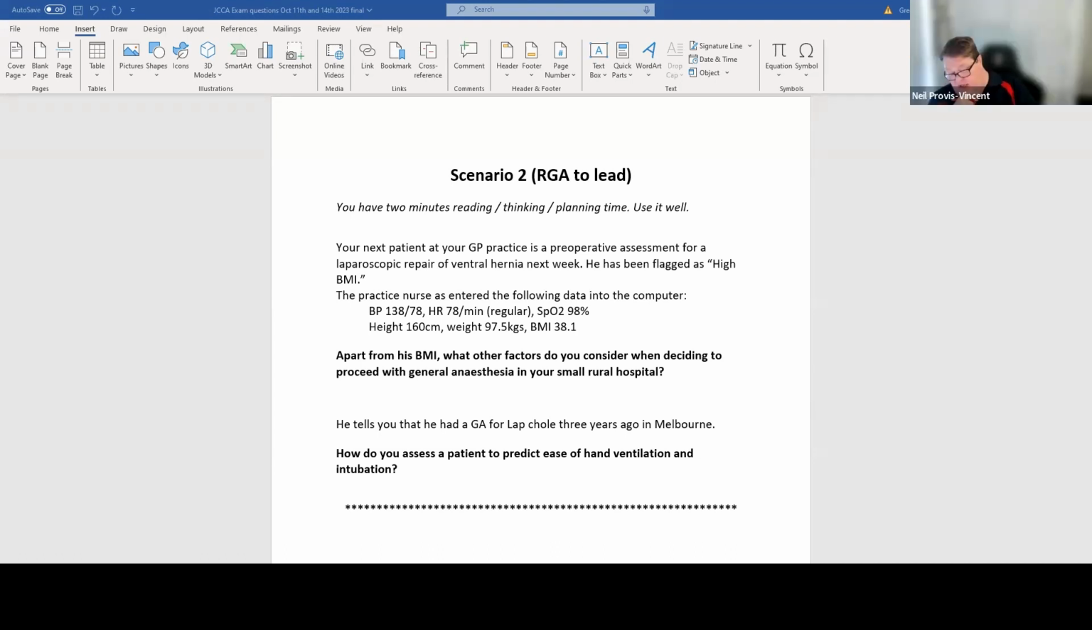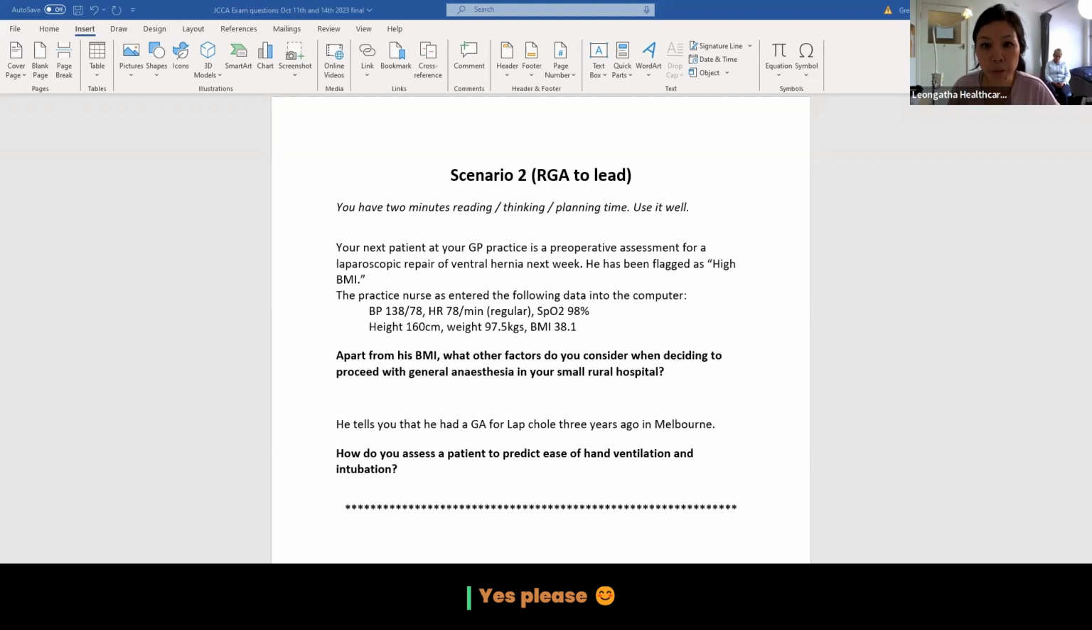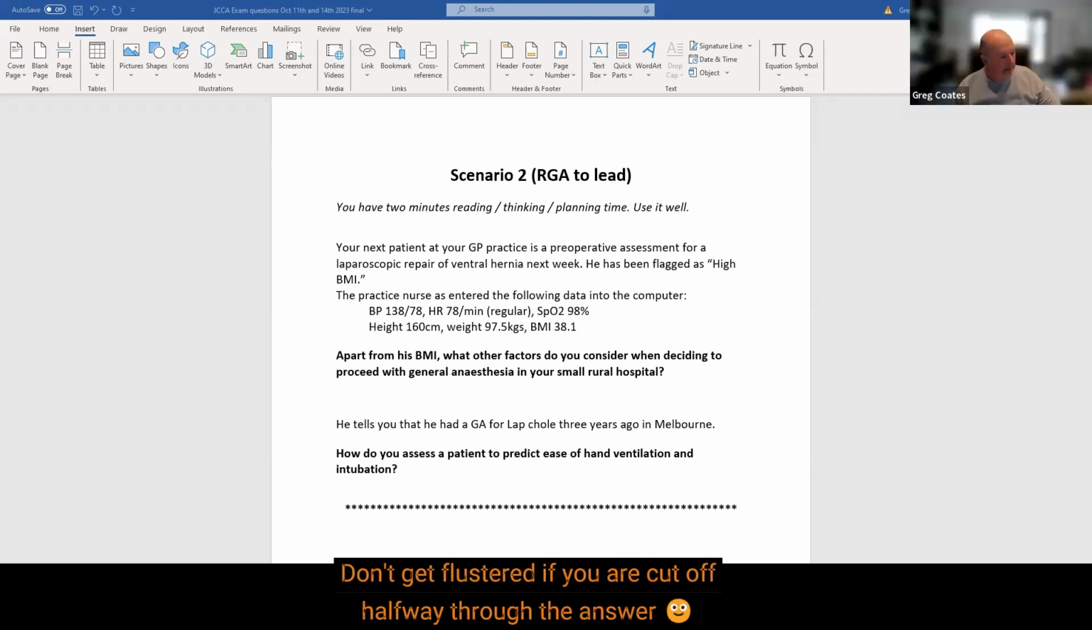He had a GA for the lap chole in Melbourne 3 years earlier. Would you like to get more information there? Yes, I would like to get the anaesthetic record from the hospital in Melbourne, if I could, ideally scanned. Excellent. That's the end of the question. Thank you very much.